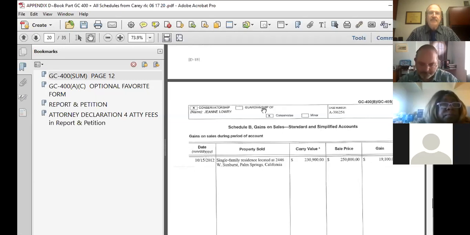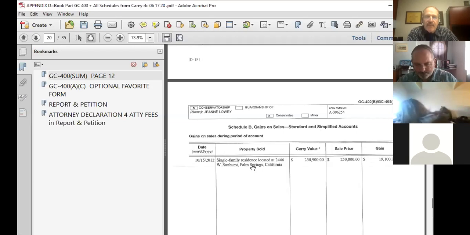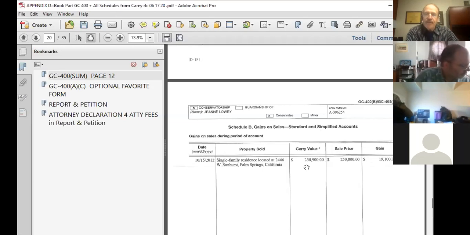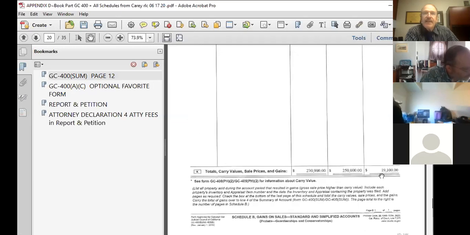It's still income. In this case, we have a sale of a residence. As you can see, it was a sale of a house in Palm Springs. The carry value, we've got that from the inventory and appraisal. The probate referee gave us this number, and that carry value will be on your books until that property is sold. And in this case, it was sold for $250,000. So the difference here, obviously, is $19,000, and that's the required transaction number. And it says that it's $1,900 of profit.